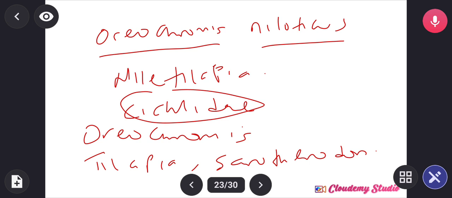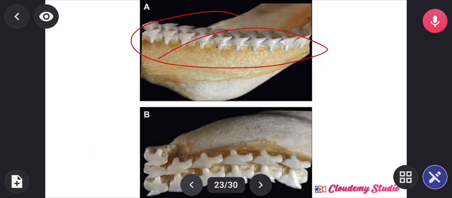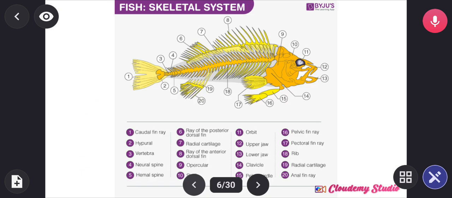So this is the difference between the bony fishes and the cartilaginous species. This is all for today's class on the Osteichthyes and the Chondrichthyes. In the next class, we'll be talking about the biology of the amphibians.